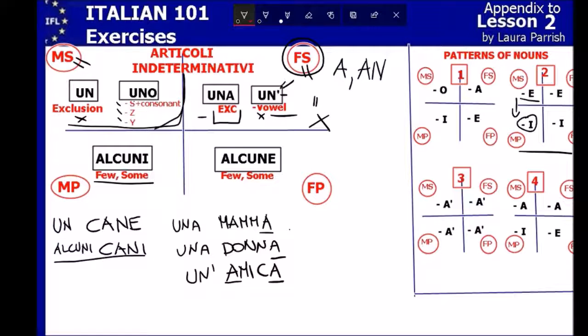Notice that the apostrophe there is only at the feminine. You never use an apostrophe at the masculine. It's a very stupid rule, but only at the feminine you put the apostrophe at un, never at the masculine.